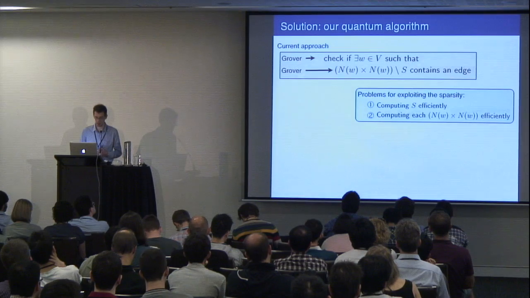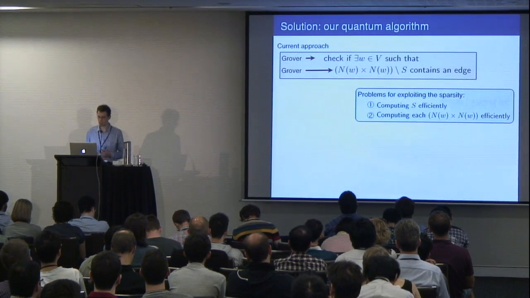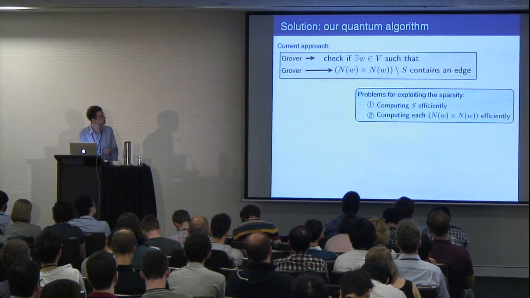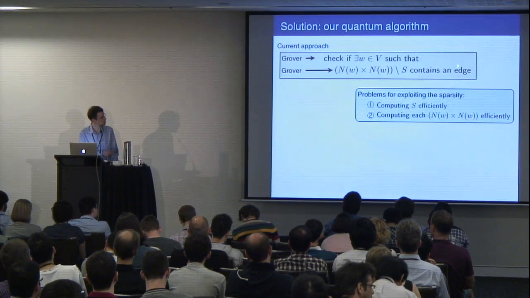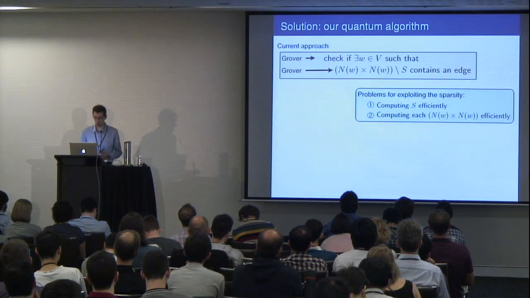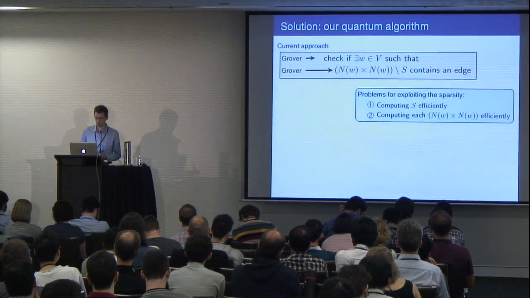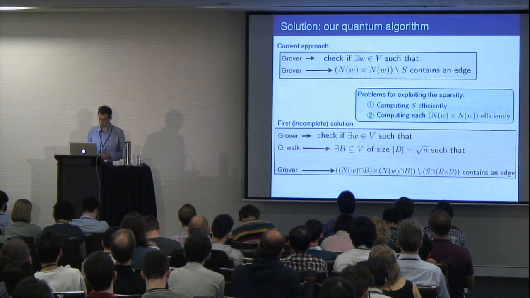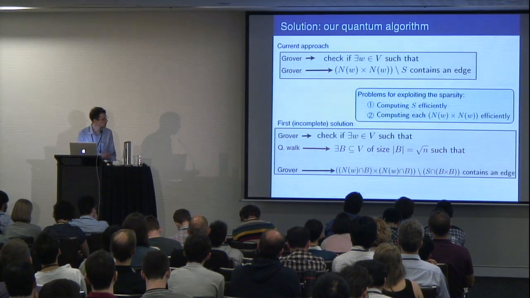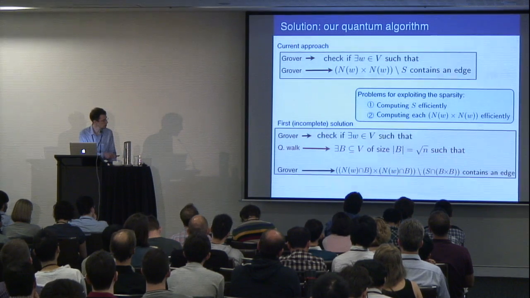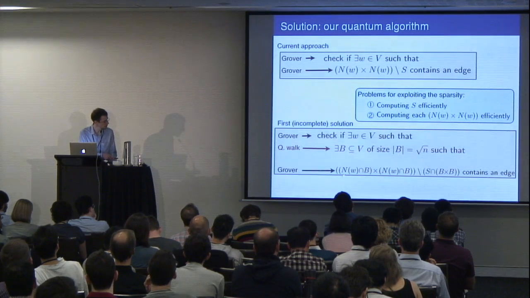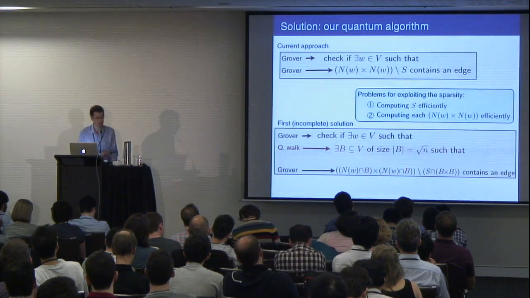So how do we do this? Remember, the current approach for step 2 is the following two-level search. You check if there exists a vertex W such that this set contains an edge. And as I said, we have two problems. We don't know how to compute S efficiently, and we don't know how to compute each neighborhood efficiently. And the key is to introduce an intermediate search step. So we will do as before. We'll check if there exists W, but then we will check if there exists a subset B of the set of vertices of size square root n, such that the same thing as before holds, but now restricted to B.